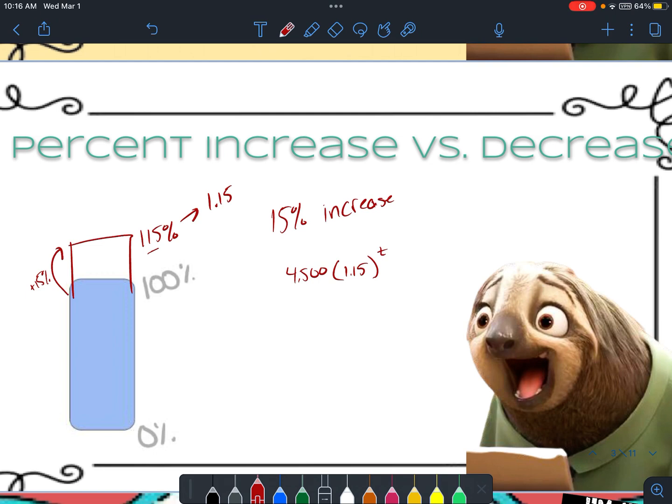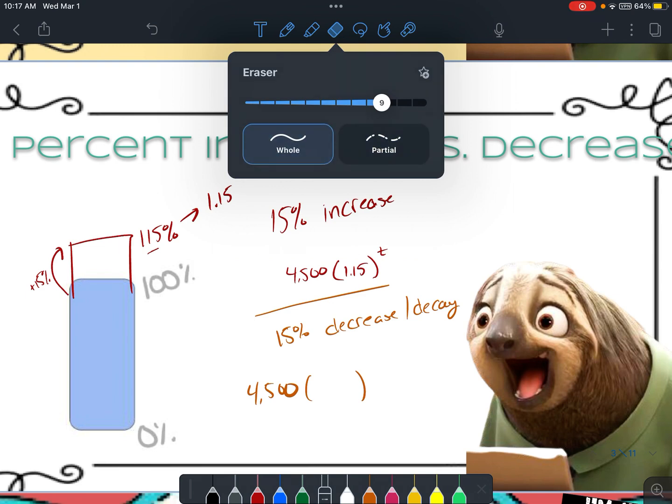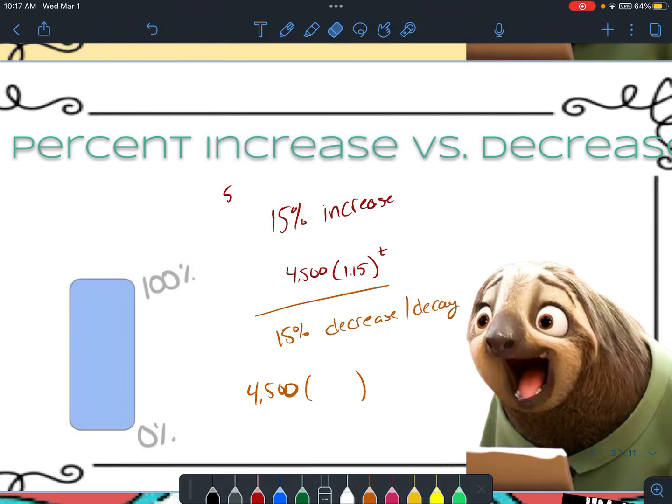And so now what we're doing is very similar, but it's going to be decay. So we're going to go down, and let's just change it and make it the opposite. Let's say we have a 15% decrease, or 15% decay. And we'll keep that same idea. You have a $4,500 car, and it's going to decrease in value every year by 15%, we'll say. So what we're going to have is the 100%, right? This is the total value of your car right here, represented by this block. This is 100% of your car, $4,500.